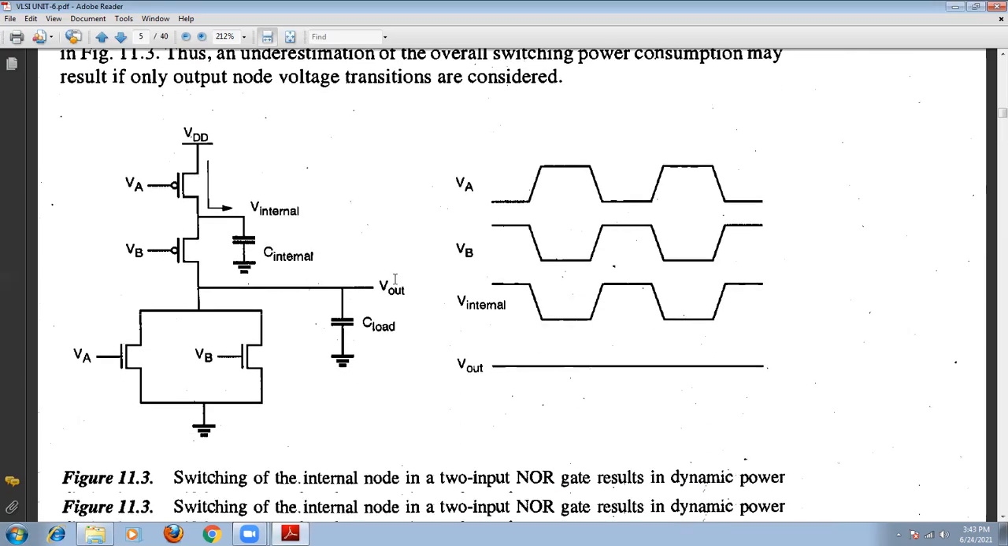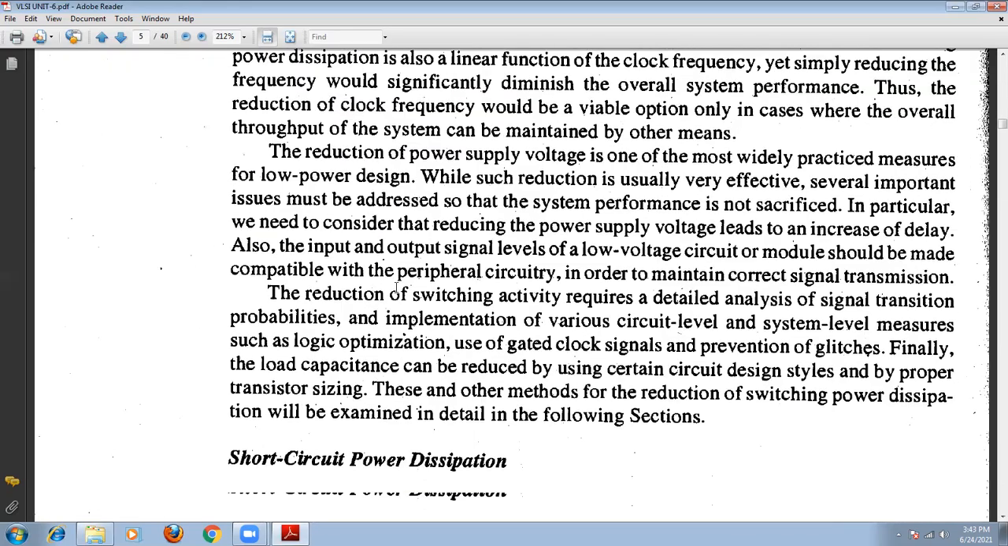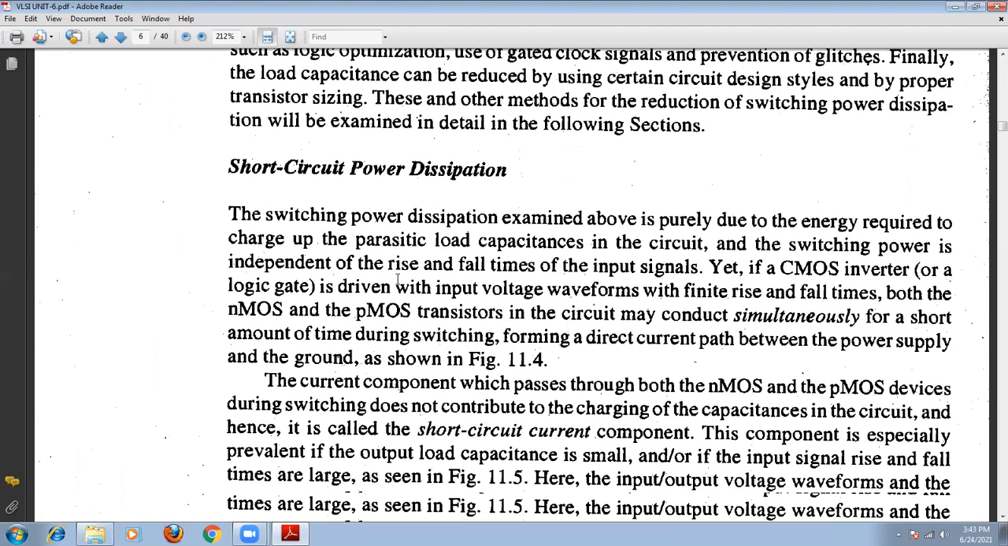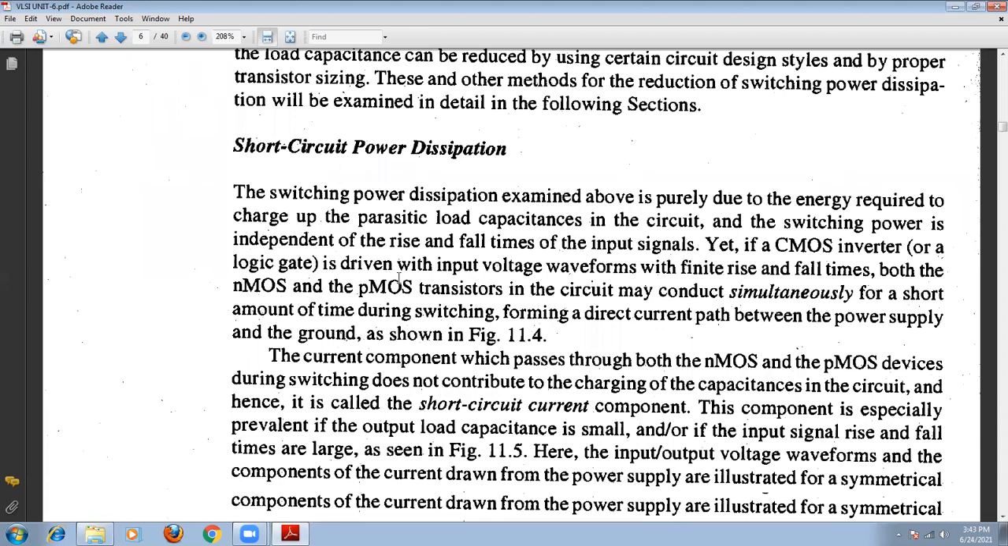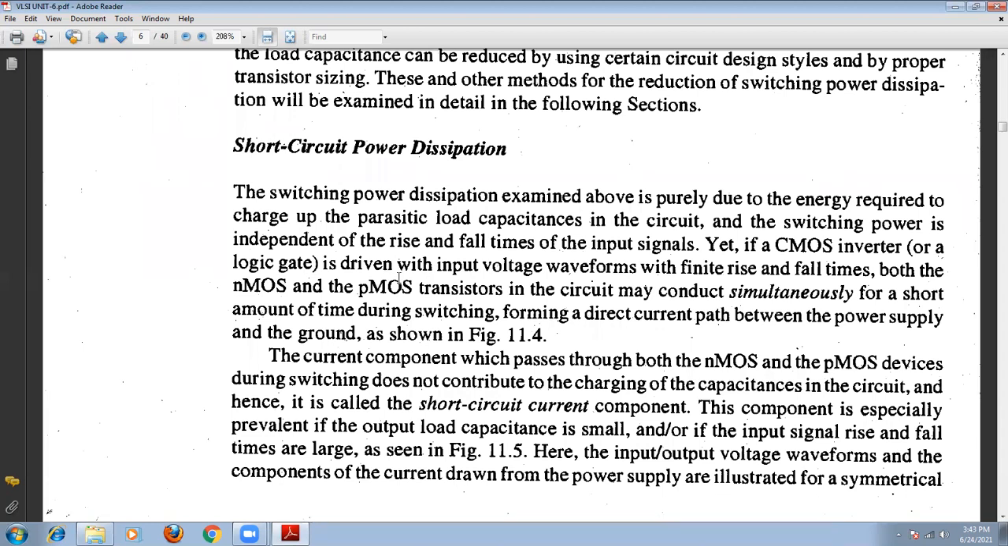Next we can go for the short circuit power dissipation. Let us consider the CMOS inverter circuit. We can drive the CMOS circuit with some input waveform with a finite rise and fall time. In that case, both the NMOS and PMOS transistors in the circuit may conduct simultaneously for a short amount of time during the switching.